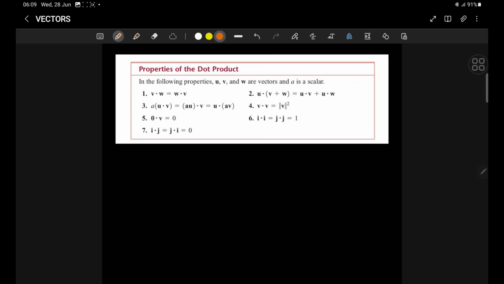Then briefly I can just show you the properties of the dot product. We have the following 7 properties. So property number 1 is that when you get v dot w, it's the same as w dot v, which means it's commutative. The solution that you get is just the same for both vectors.